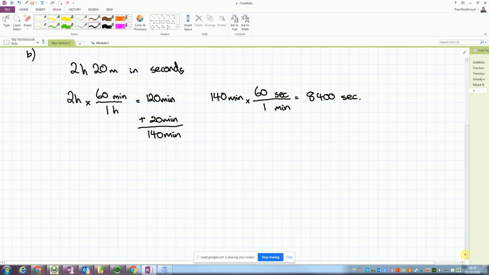I've just suddenly remembered. There's one conversion you need to know between metric and imperial measures, and that is that 1.6 kilometres is 1 mile.